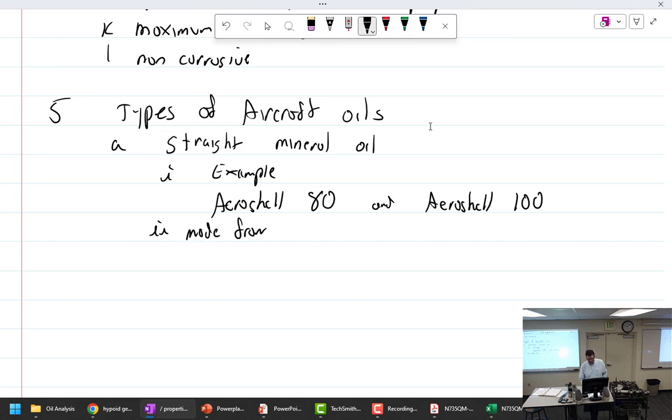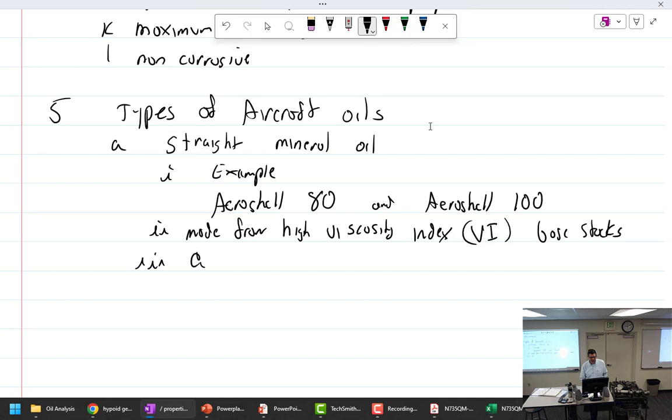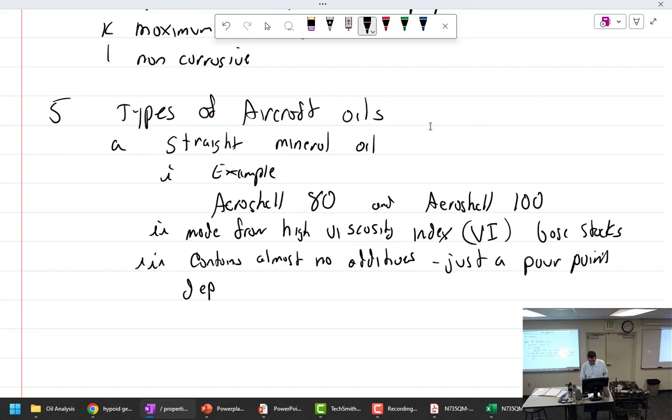Made from high viscosity index base stocks. What does that mean? It means it doesn't change with heat. VI, viscosity index. Base stocks, that's like the stock oil they get. Contains almost no additives. Just a pour point depressant for improved fluidity at cold temps.